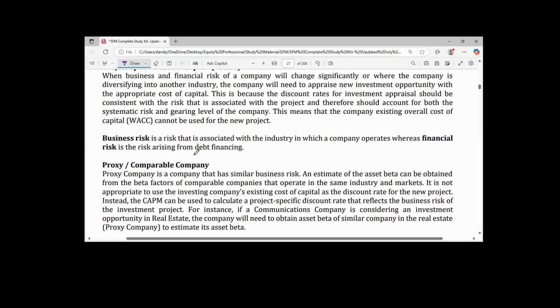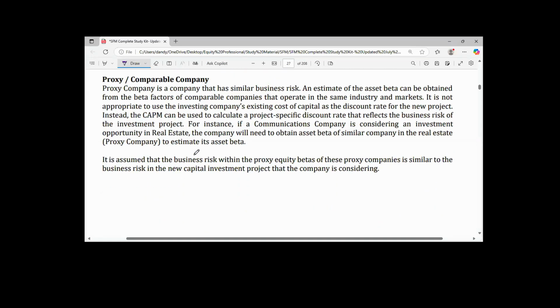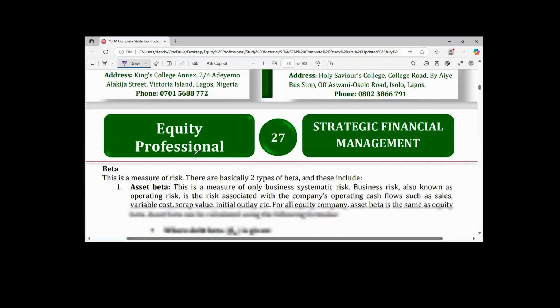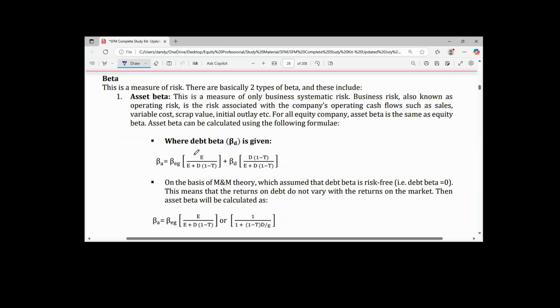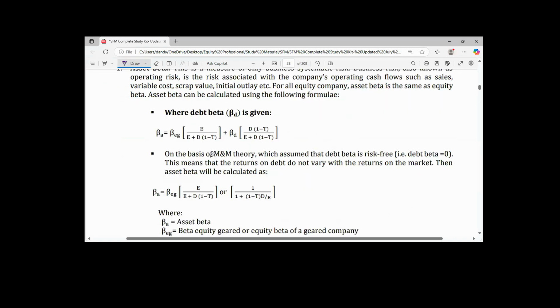Then, what are the procedures you need to consider whenever you want to calculate project-specific cost of capital? There are basically 5 procedures that you are going to carry out whenever you want to calculate project-specific cost of capital. So let me show you.